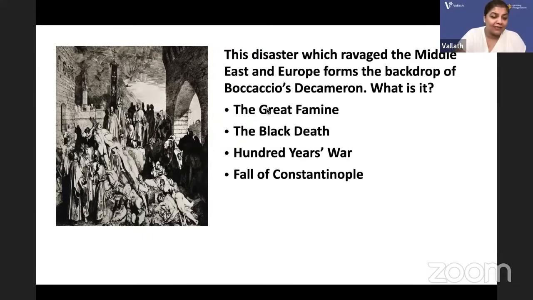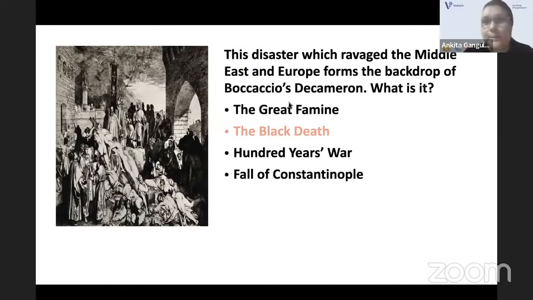What is the disaster which is the backdrop of Boccaccio's Decameron? Yes, it is the Black Death. The Black Death. Okay, Ankita, which play by Ben Jonson is set against the plague? The Alchemist. Right. In The Alchemist, Lovewit is leaving the town, leaving his house due to the plague, and Subtle and Face are cheating everyone. That is The Alchemist. Very good.